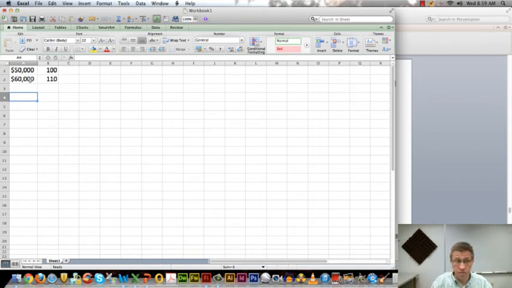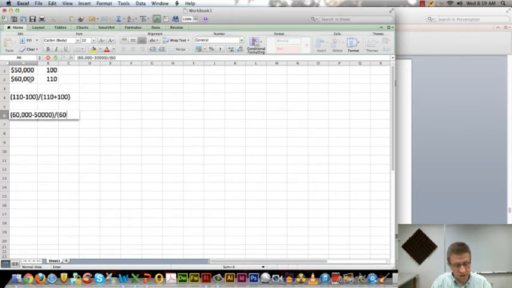Well, we do use the midpoint formula. So it's Q2 minus Q1, 110 minus 100. And that's divided by Q2 plus Q1, 110 plus 100. And all of that will be divided by income 2 minus income 1, 60,000 minus 50,000, divided by 60,000 plus 50,000.